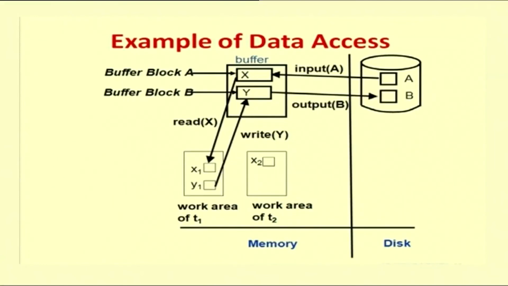If you look at this, you have a transaction and a work area, and here you have the read x and the write y, and this is the buffer block which is available in the main memory, and this is the disk. So, all these are part of data access.